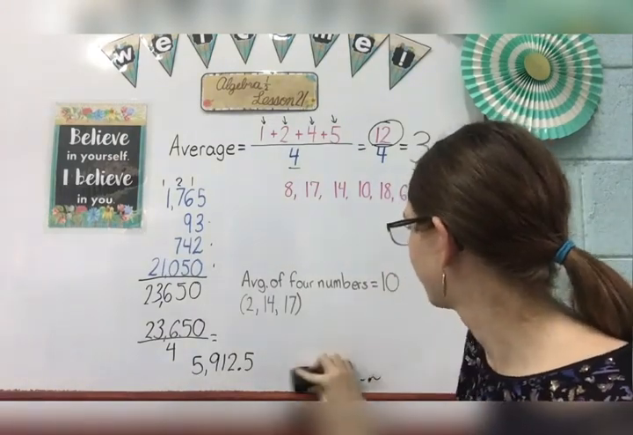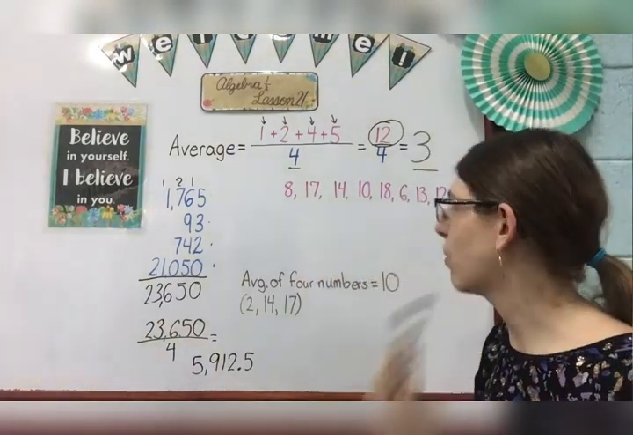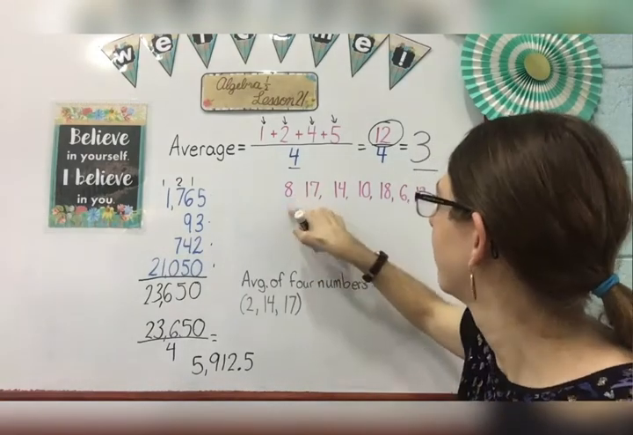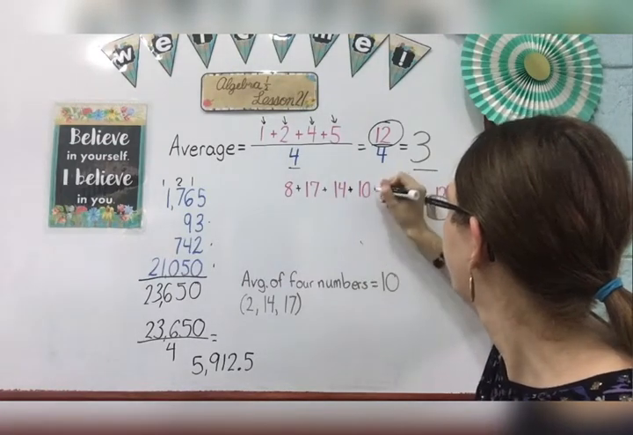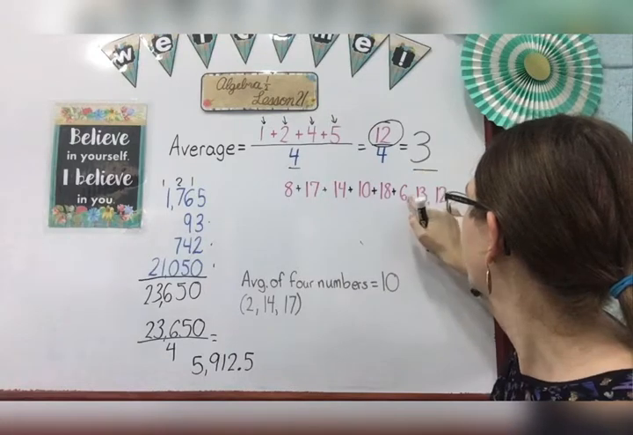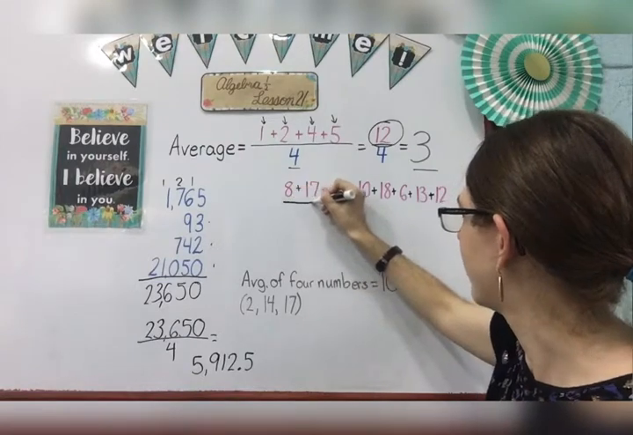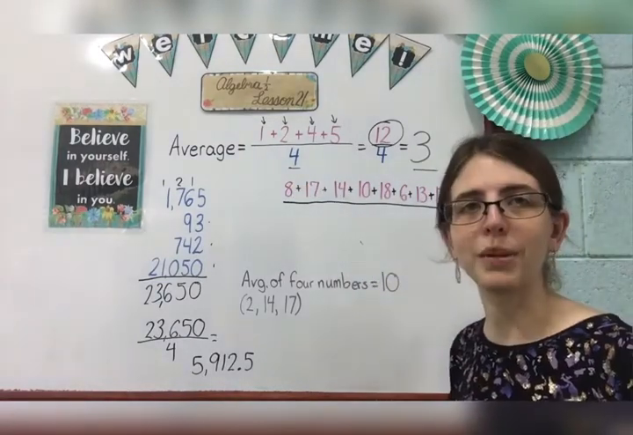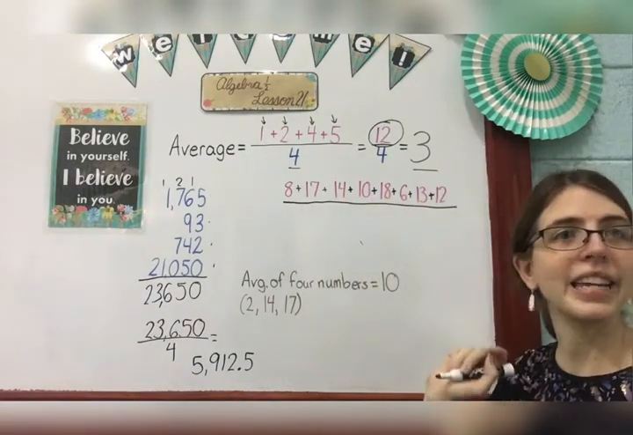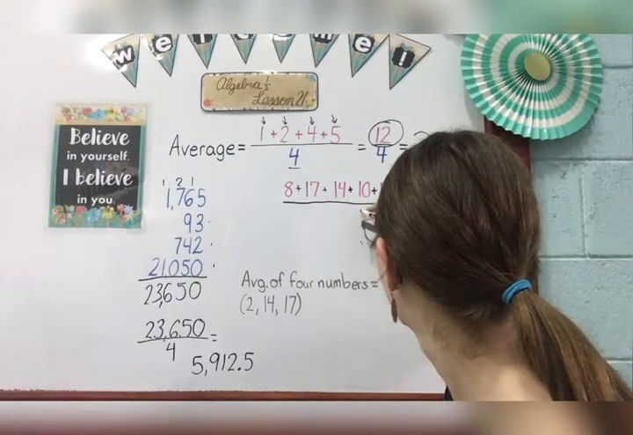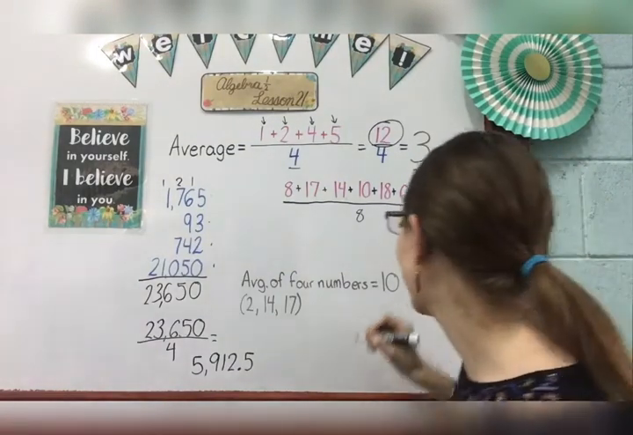Okay, let's look at this. If I want to average 8, 17, 14, 10, 18, 6, 13, 12, I need to add them all together, right? So 8 plus 17 plus 14 plus 10 plus 18 plus 6 plus 13 plus 12. And then divide that sum by the number of numbers I'm adding together. I have 1, 2, 3, 4, 5, 6, 7, 8 numbers that I'm adding together. So when I add those together, I get 98.